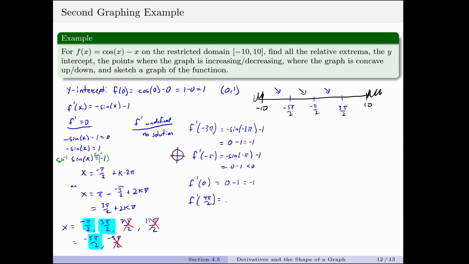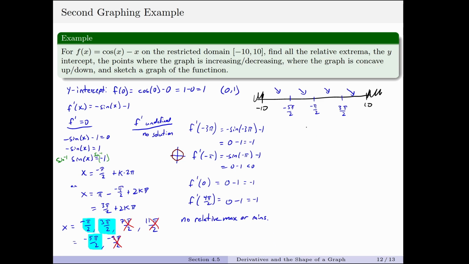When I put in sine of 2π, I get 0. It was negative, so it's decreasing here also. Okay, so the increasing, decreasing doesn't have to alternate. In this case, it's decreasing on every single one of my intervals. That means that we have no relative maxes, no relative mins.